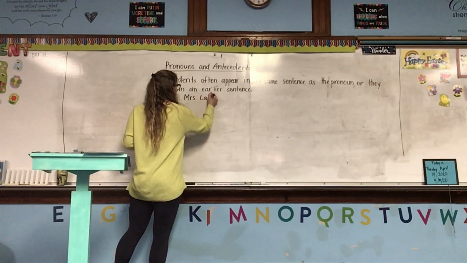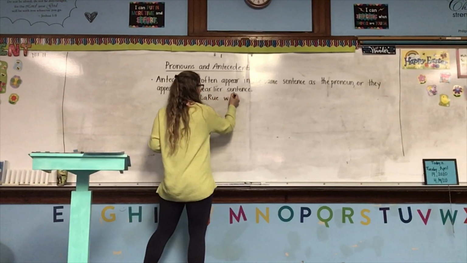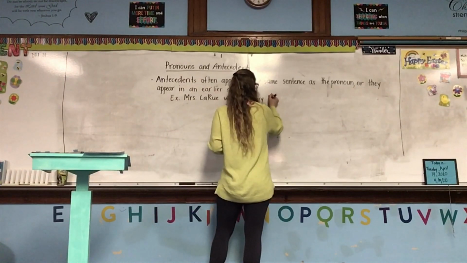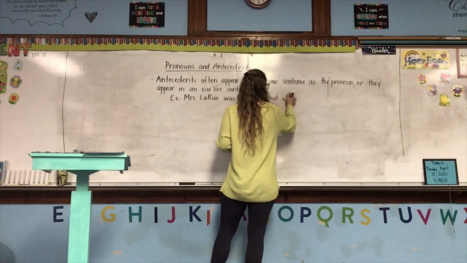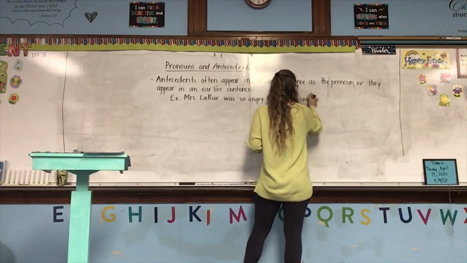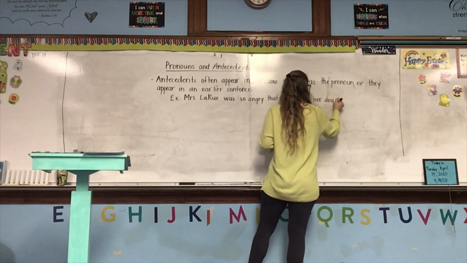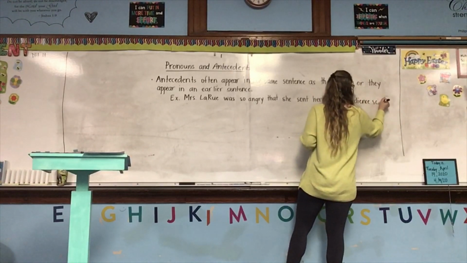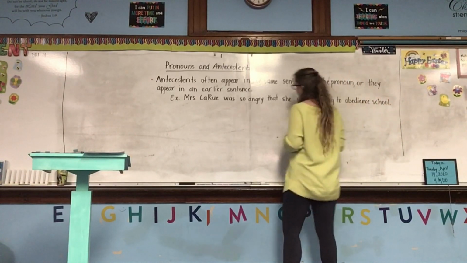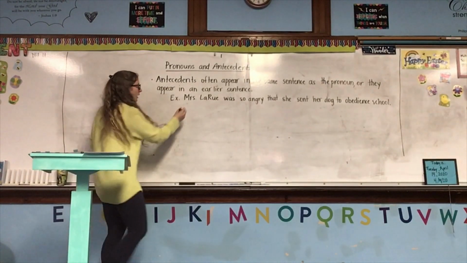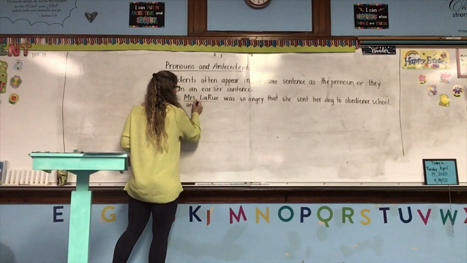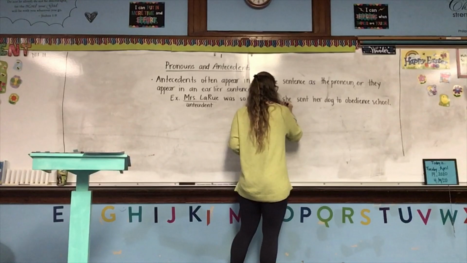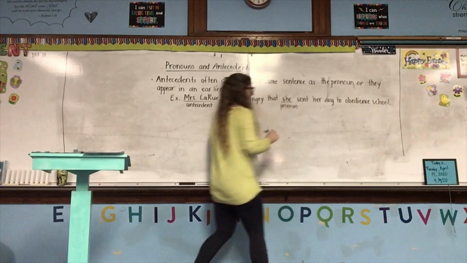Mrs. LaRue was so angry that she sent her dog to obedience school. So we have one sentence where we have an antecedent and a pronoun for that antecedent.